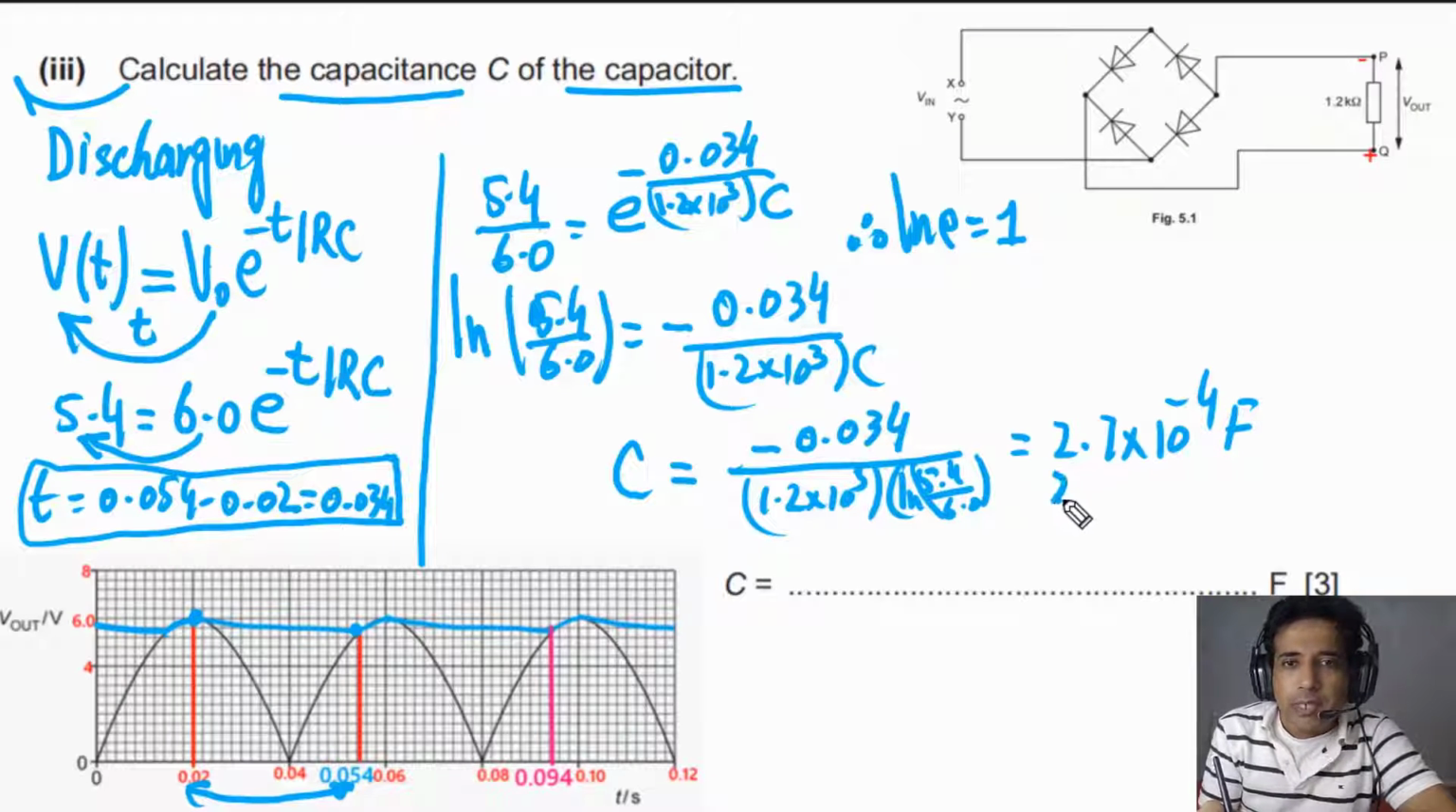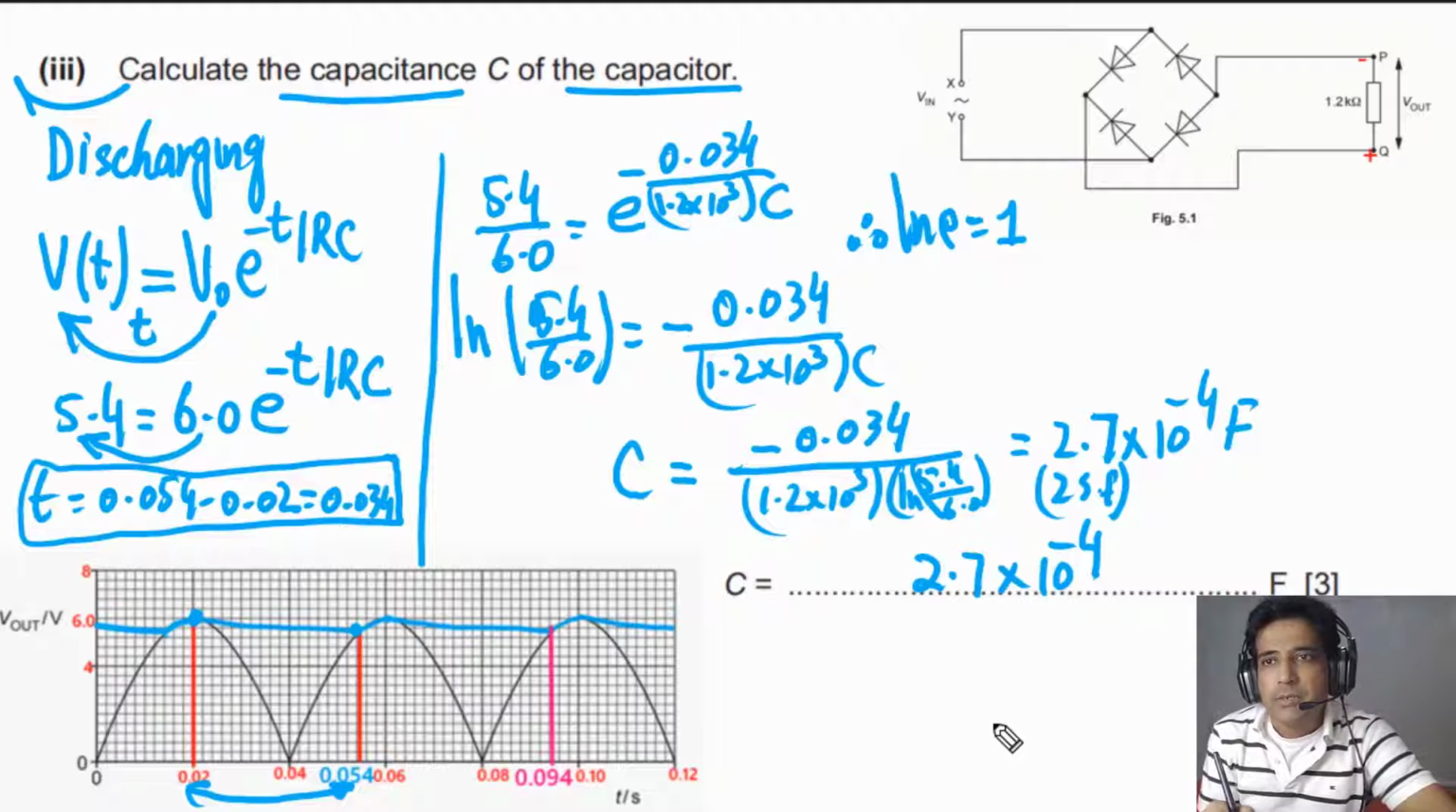Our answer has 2 SF because in the raw data we have 2 SF. This one has 2 SF, this one has 2 SF, and here we have 2 SF. It means the minimum in the given data is 2 SF, so our final answer also has to be up to 2 SF. So our final answer is 2.7 times 10 to negative 4 farads.